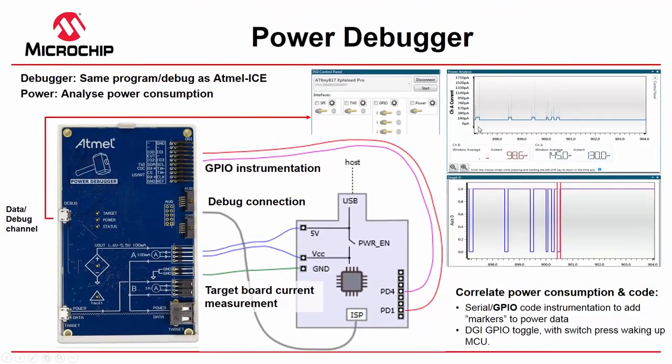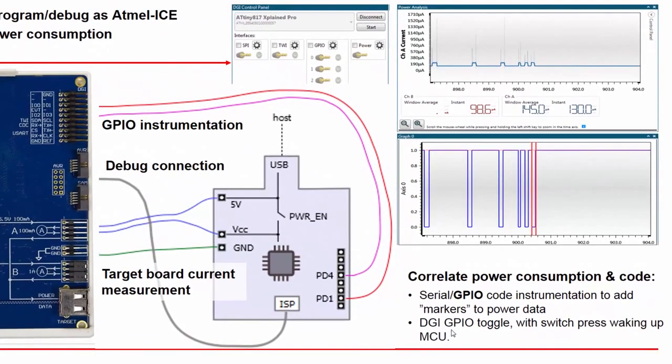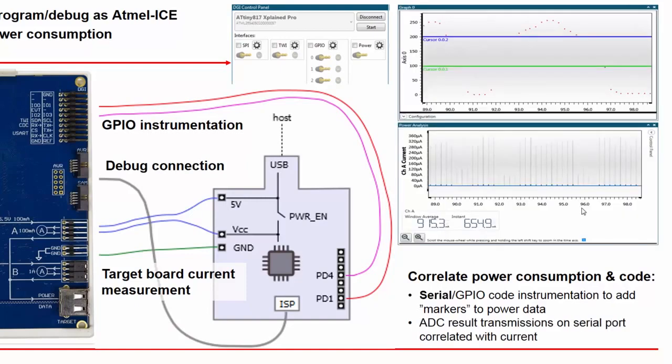For example, if we use the GPIO, in this case we are instrumenting the code to add markers for our power consumption. We are ensuring that we toggle the GPIO along with the switch pressed, and you can see that this correlates with the power consumption of the MCU waking up.